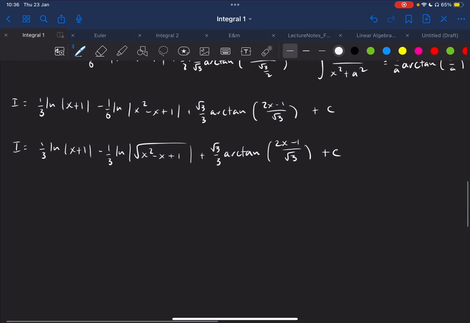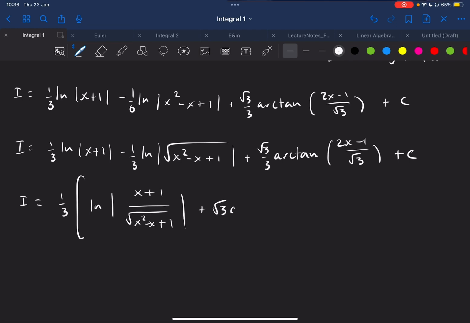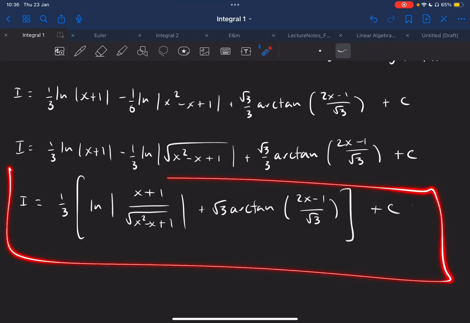And then we can factor out a third, and we can simplify the two logs by making them into one argument, just with log laws. So we've got 1/3 on the outside, log of x plus 1 over root x squared minus x plus 1, and then plus root 3 inverse tan of 2x minus 1 over root 3, plus c. And that is then going to be your answer.